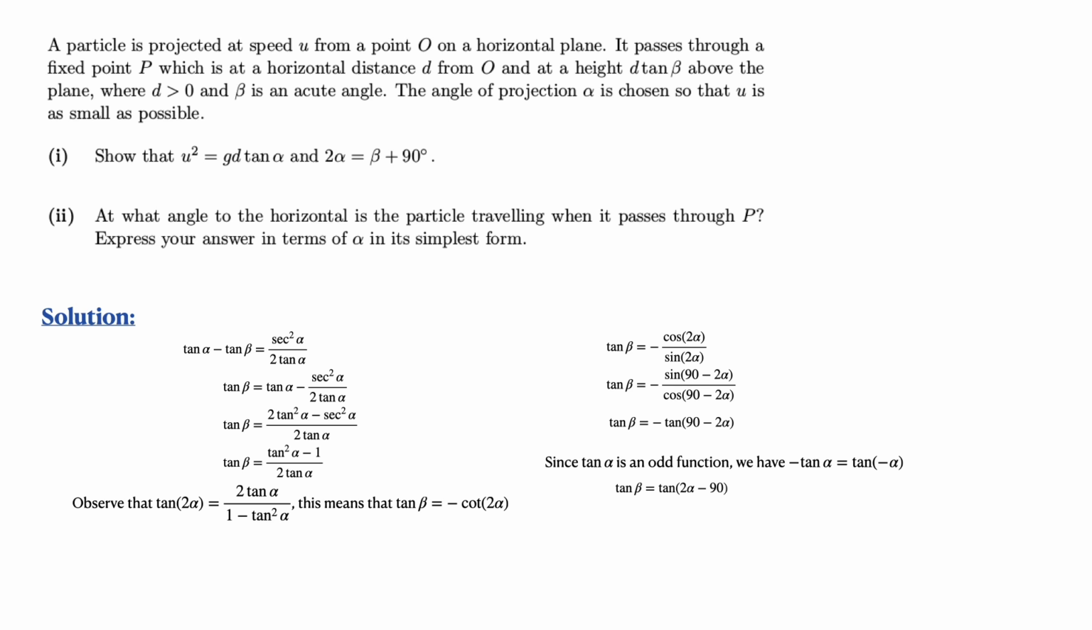Hence we have beta equals 2 alpha minus 90 plus repeating solutions for every 180 degrees. Since alpha is acute and alpha is greater than beta, we must choose k equals 1. Hence beta is equal to 2 alpha plus 90 degrees as required.